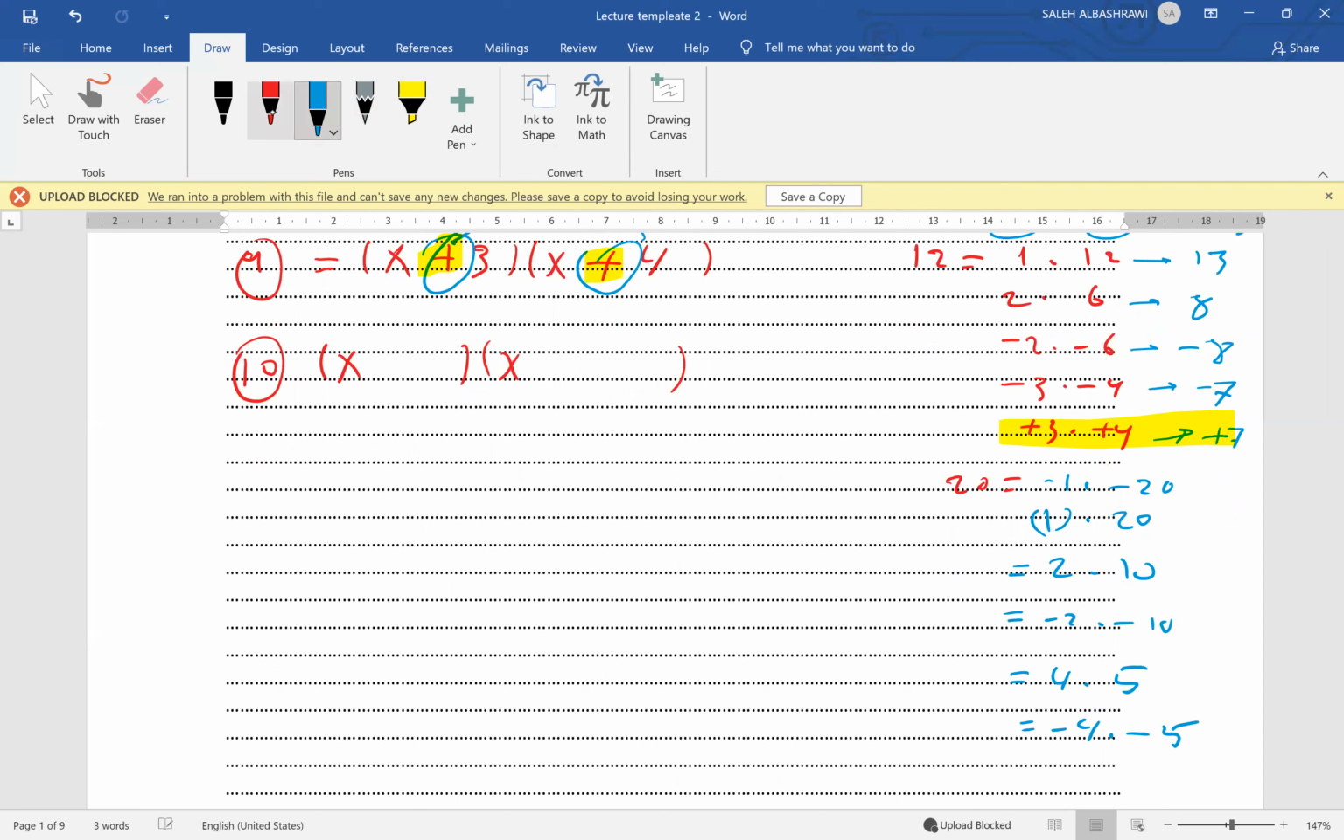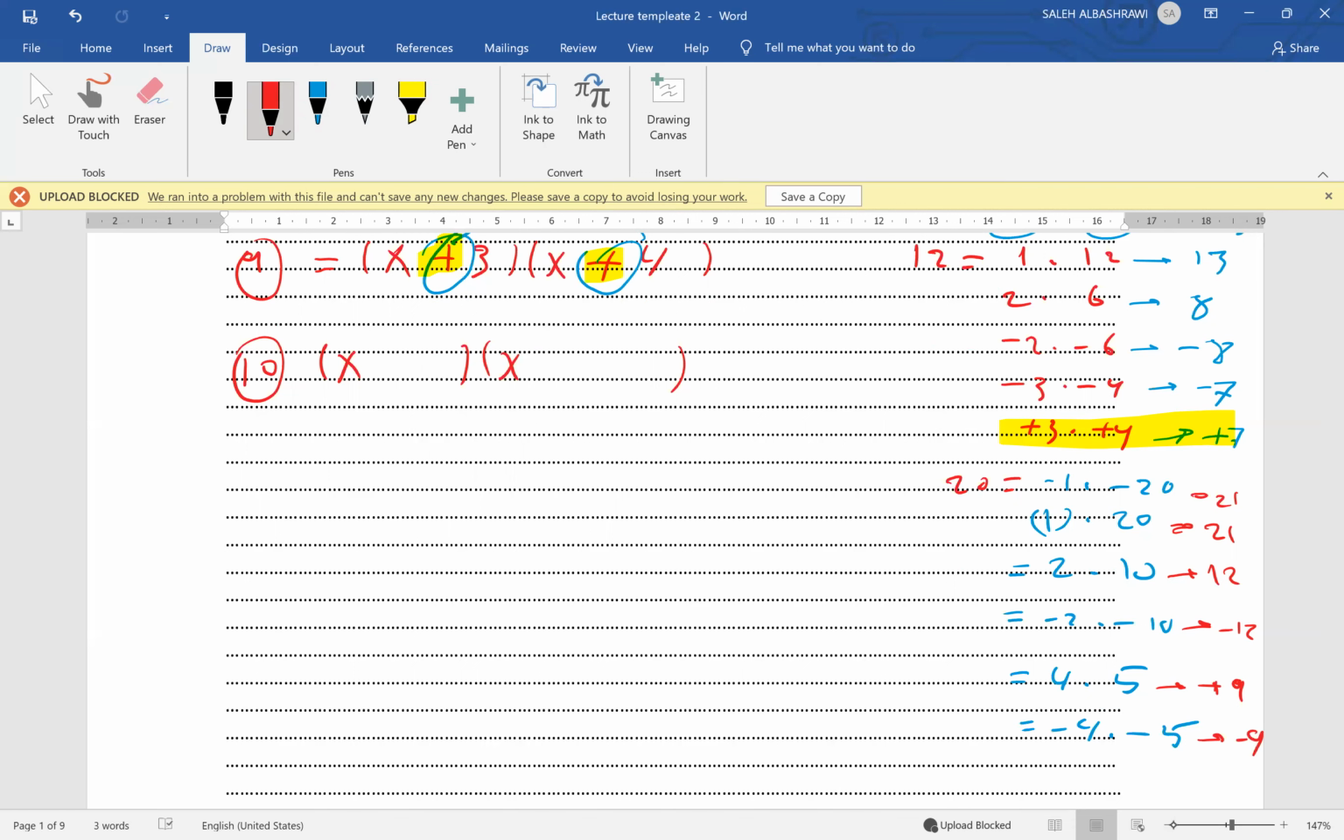Now the sum of these numbers, the first one is minus 21. Second one will give me plus 21. Third one, it is 12. Next one, it is minus 12. Next one is plus 9. And last one is minus 9.